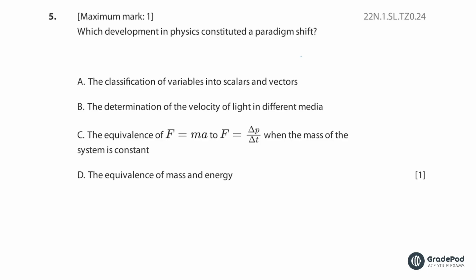A. The classification of variables into scalars and vectors. Okay, I'm okay with that, maybe. B. The determination of velocity of light in different media. No, that's just an experiment, that's not a paradigm shift. C. The equivalence of F equals ma to F equals the change of momentum over time. Nope, that's just the start of Newton's second law, that's not a paradigm shift. And D. The equivalence of mass and energy. Yes. When Einstein came up with the equivalence of mass and energy, it fundamentally shook the world of physics, and D is our answer here.